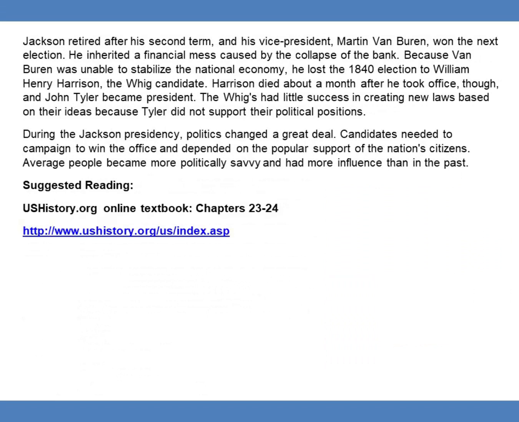Jackson retired after his second term, and his vice president, Martin Van Buren, won the next election. He inherited a financial mess caused by the collapse of the bank. Because Van Buren was unable to stabilize the national economy, he lost the 1840 election to William Henry Harrison, the Whig candidate. Harrison died about a month after he took office, though, and John Tyler became president. The Whigs had little success in creating new laws based on their ideas because Tyler did not support their political positions.